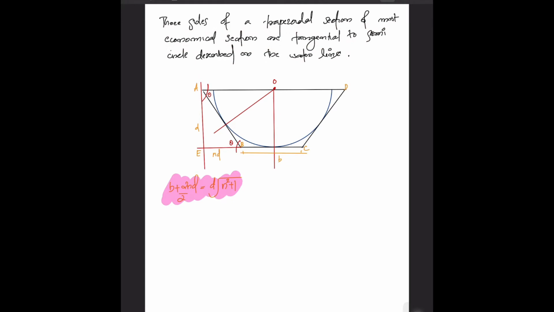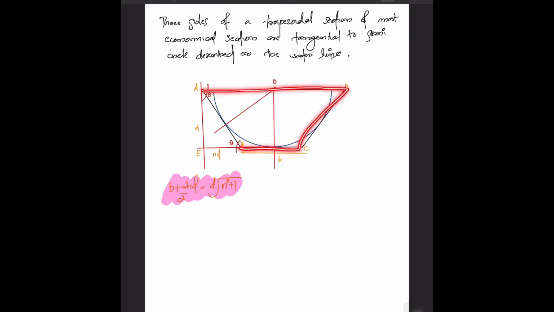It means that if there is a trapezoidal section like this, and if O is the mid of the top width, and if you are drawing a semicircle with a depth of flow as radius, if this trapezoidal section is most economical, then these three sides will be tangential to the semicircle. I wish to tell you it once again.